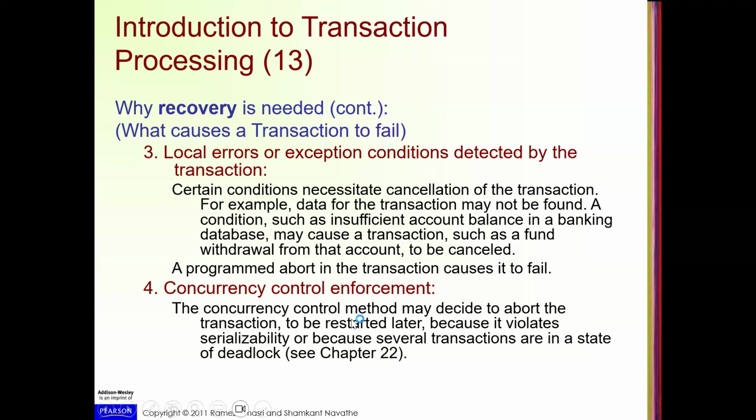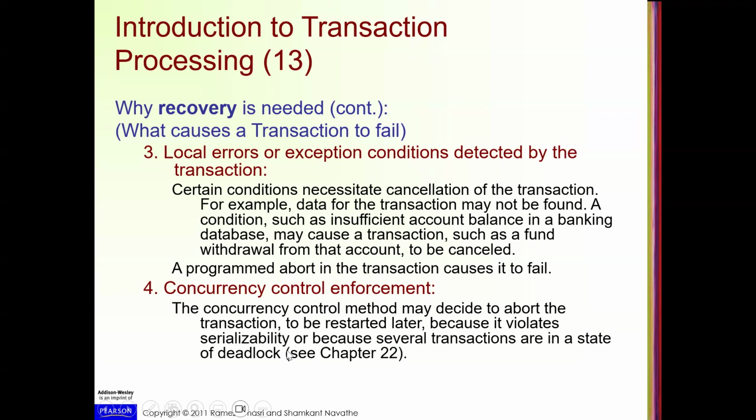Hence, the concurrency control method may decide to stop one transaction and restart it later because it is trying to push the database into an inconsistent state, or it is violating serializability. Serializability itself is a very big topic. We will discuss it in the upcoming slides. Stopping could also happen because different transactions get into a deadlock state.